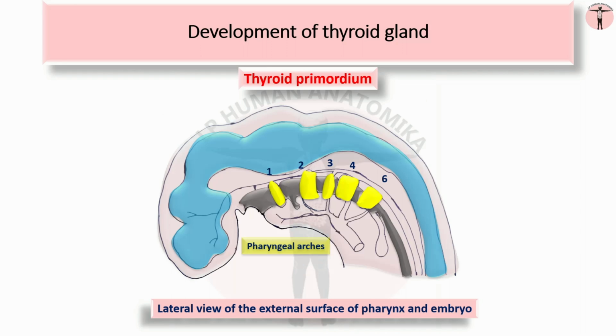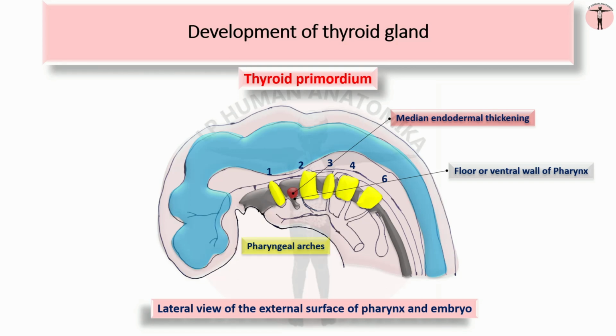Let us get the orientation of this diagram. It is the lateral view of the embryo showing the outer surface of the developing pharynx and the pharyngeal arches. Now, subsequent to the development of the median endodermal thickening, soon from the floor of the pharynx or the ventral wall of the pharynx between the first and second pharyngeal arches, a small outpouching from the median endodermal thickening develops. This outpouching is known as the thyroid primordium.